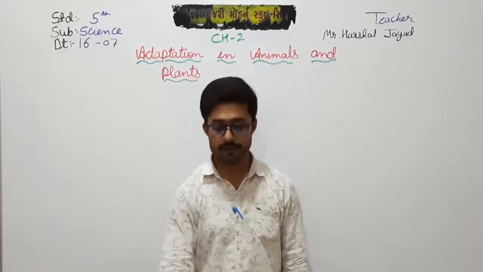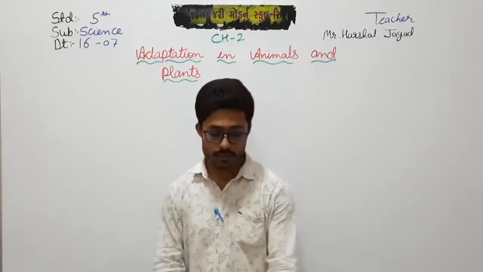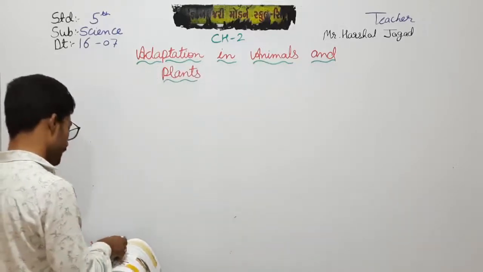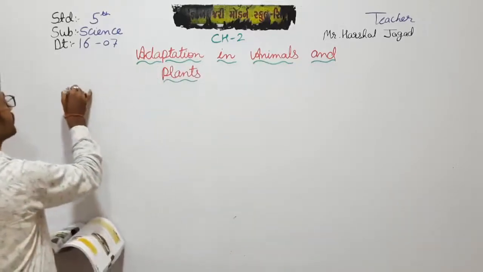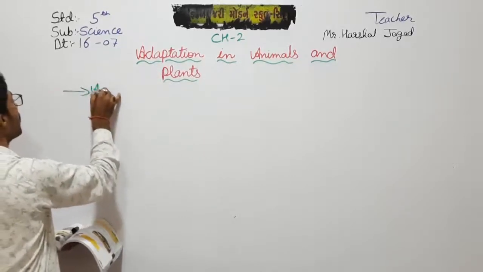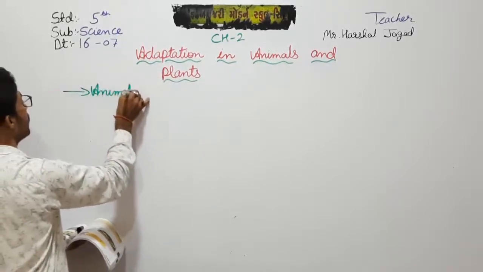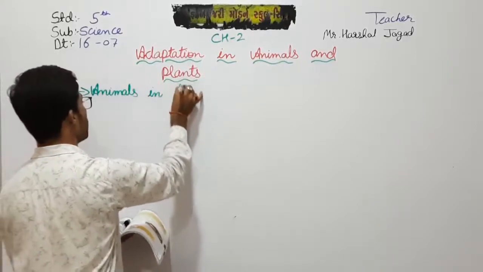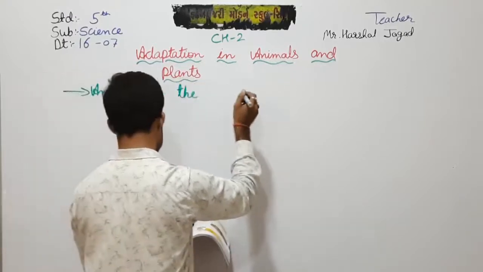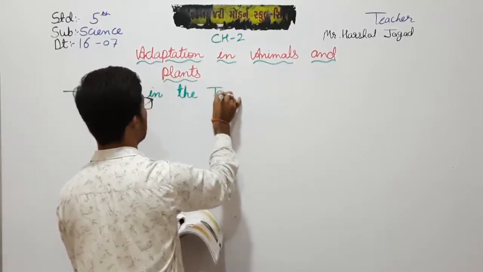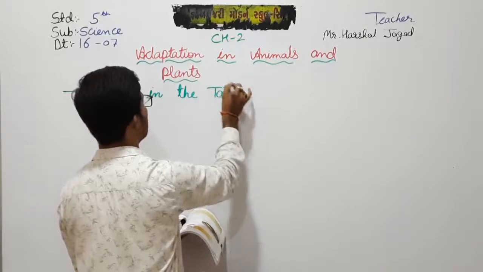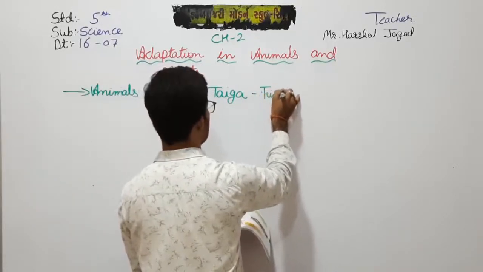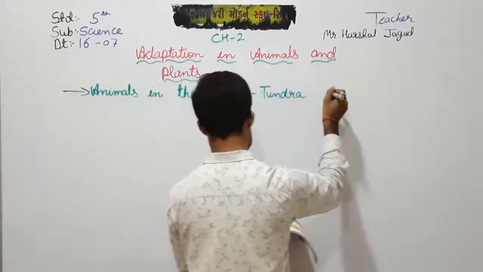Okay, students, now moving forward to the next topic: animals in the Taiga and Tundra region.